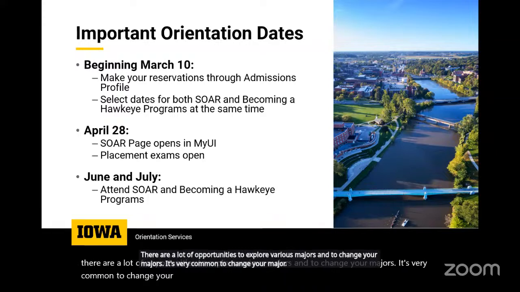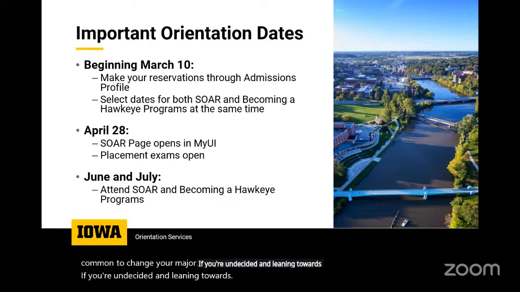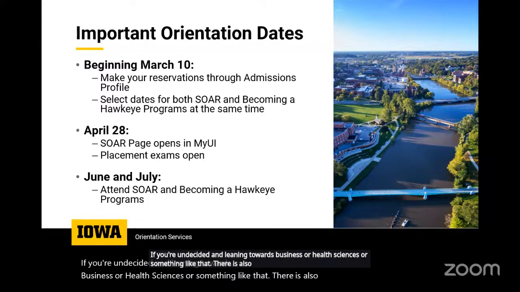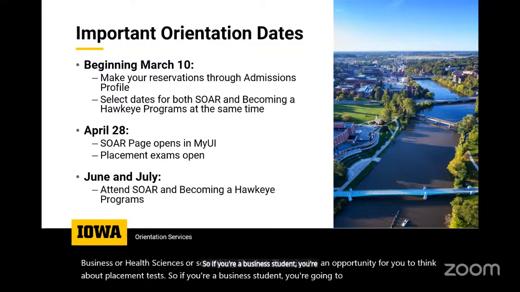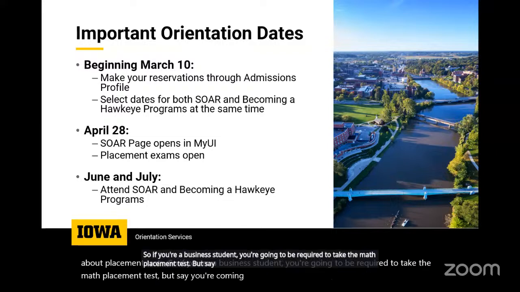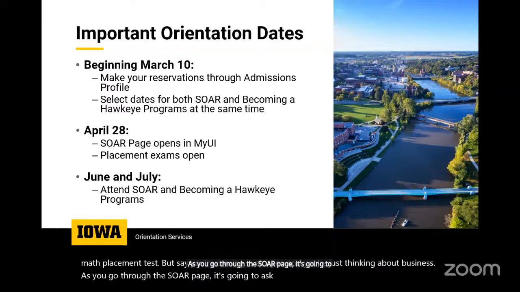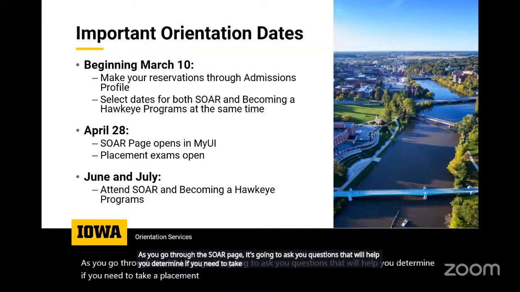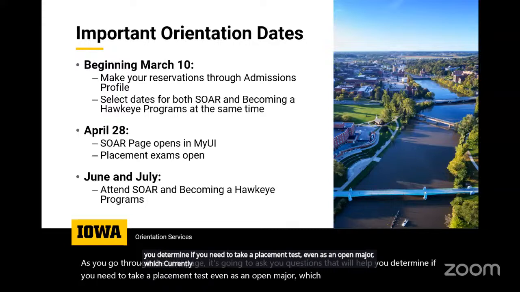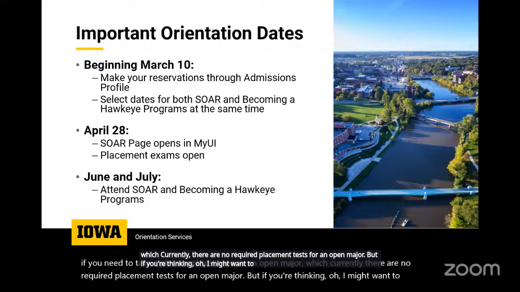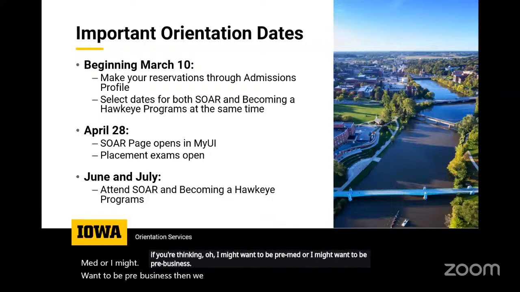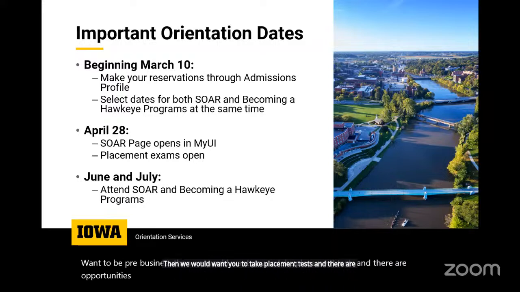If you're undecided and leaning towards business or health sciences or something like that, there is also an opportunity for you to think about placement tests. So if you're a business student, you're going to be required to take the math placement test. But say you're coming in as open and you're just thinking about business. As you go through the SOAR page, it's going to ask you questions that will help you determine if you need to take a placement test, even as an open major, which currently there are no required placement tests for an open major. But if you're thinking, oh, I might want to be pre-med or I might want to be pre-business, then we would want you to take placement tests. And there are opportunities for you to do that still through the SOAR page.